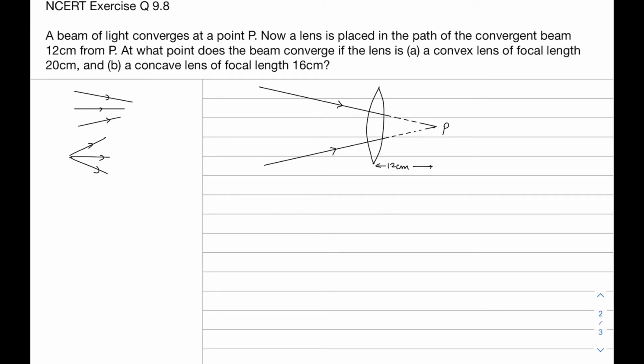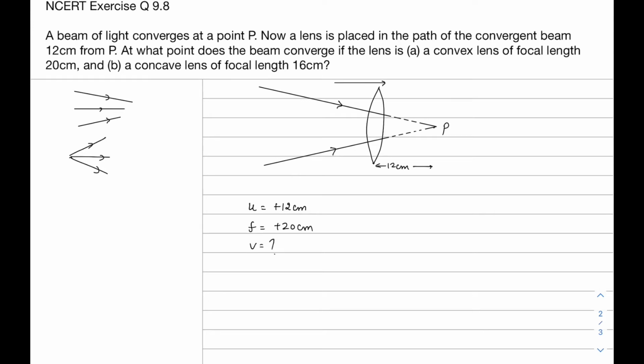So the first thing that is clear is that the object distance, as per our convention, would be plus 12 centimeter, because the light is going like this. This is the incident direction. The object is to the right of the lens. At what point does the beam converge if the lens is a convex lens? So what you have, U is plus 12, focal length of the lens is plus 20 centimeter. So this is given to you now. So where will it converge now? So we have to find V.